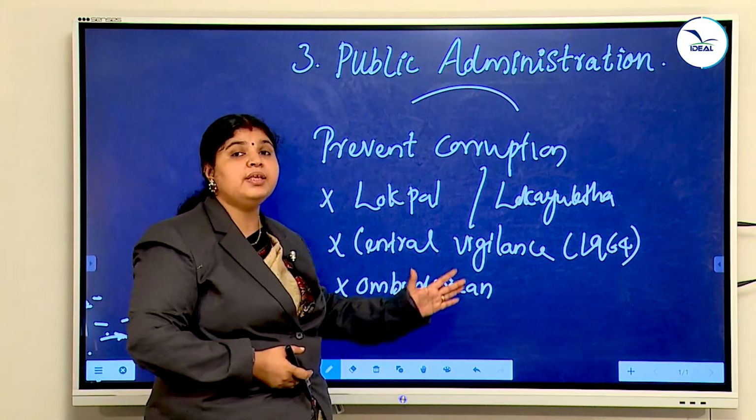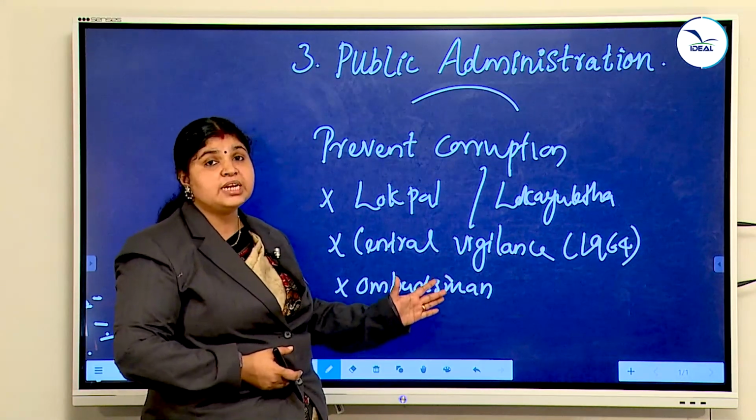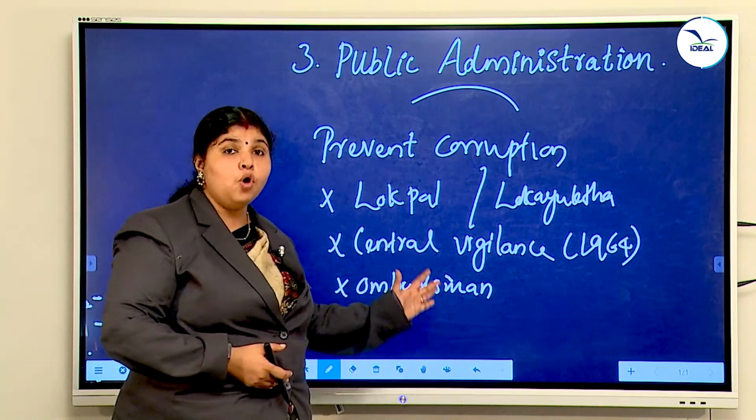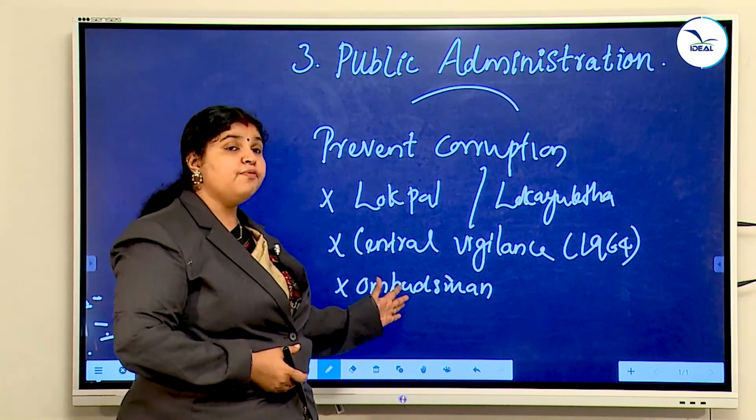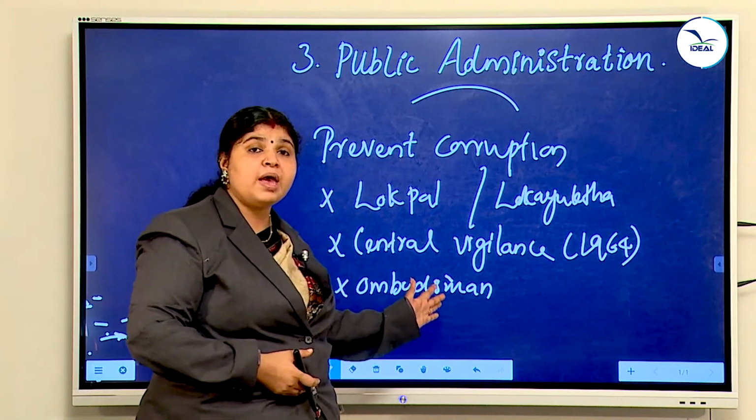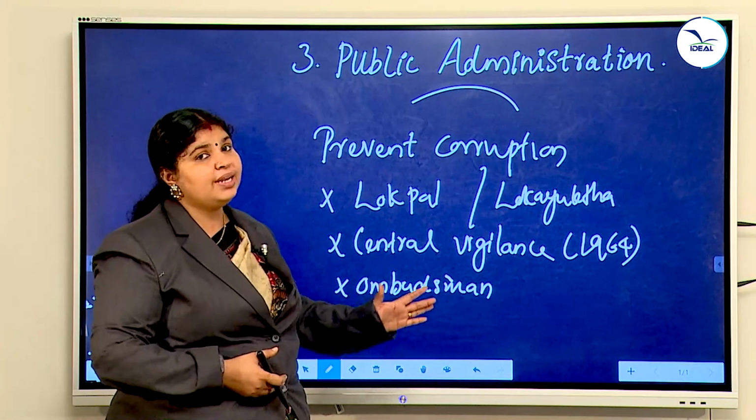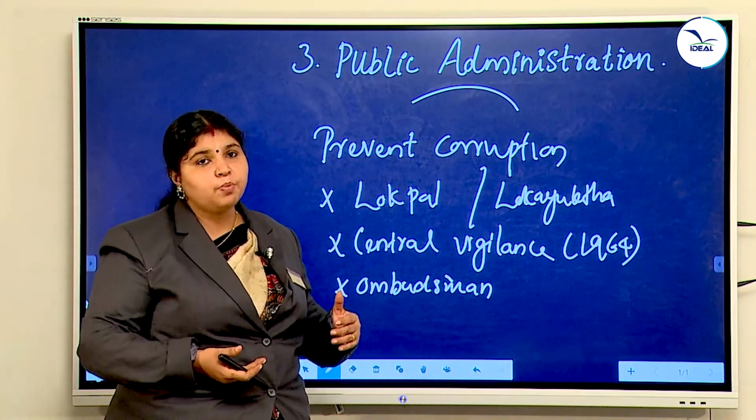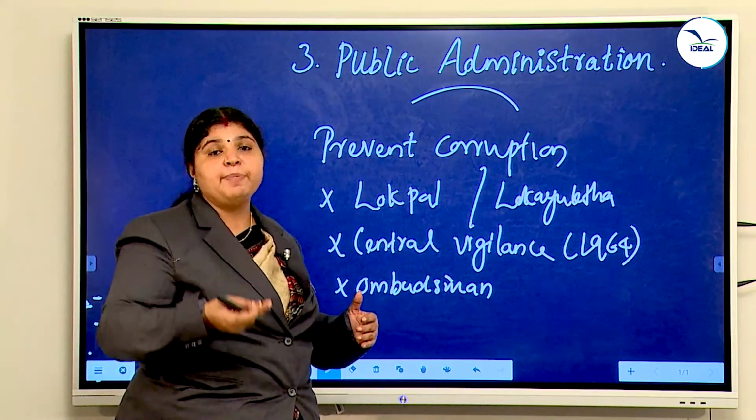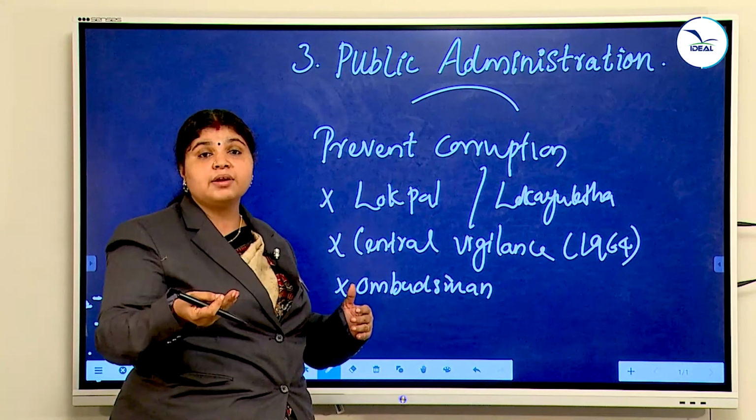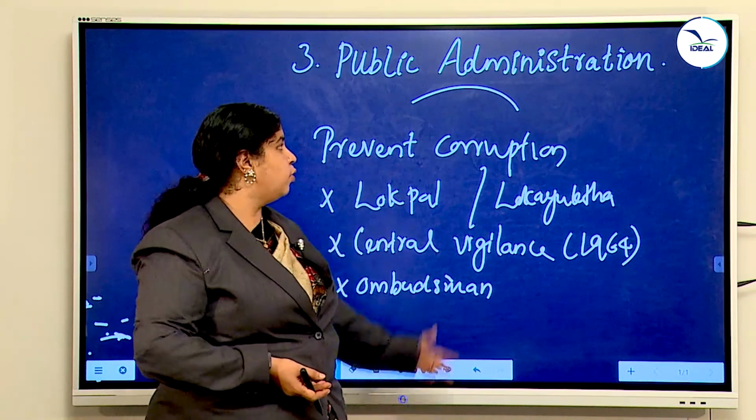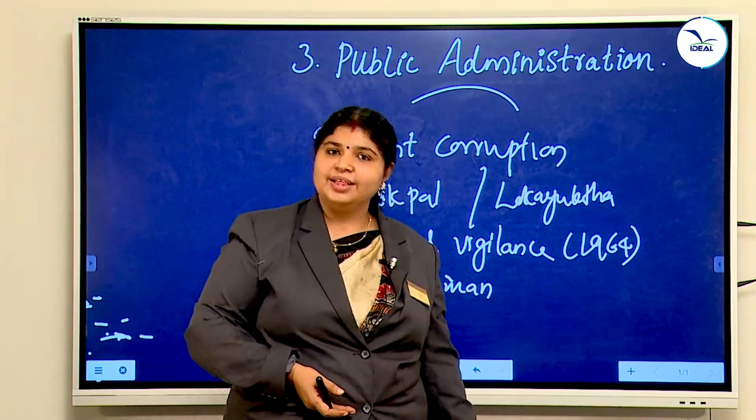Then the last one is Ombudsman, a retired judge of High Court or Supreme Court acts as Ombudsman. Initially the service of Ombudsman was in the banking sector, but now it is available in all sectors. Any person can approach the Ombudsman and file a petition. The Ombudsman has the right to summon any person. So I hope the portion is very clear for you. Thank you.